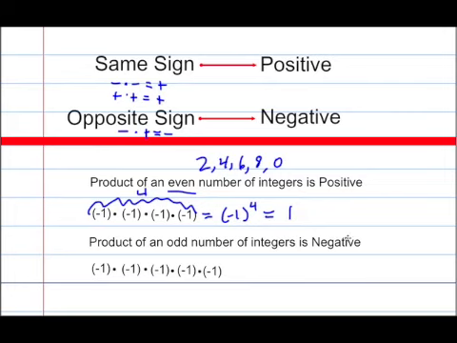The product of an odd number of integers is negative. So here I have -1 times -1 times -1 times -1 times -1, and this is 5 times. So I can make this equal to -1 to the 5th power, which is equal to, if I have an odd number, it's negative. So this is also negative 1 for my answer.